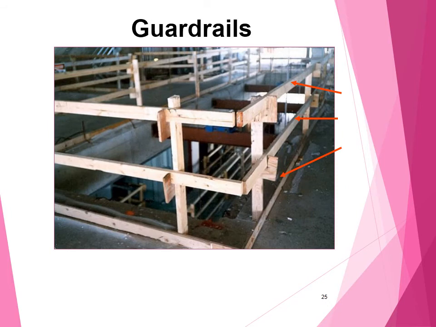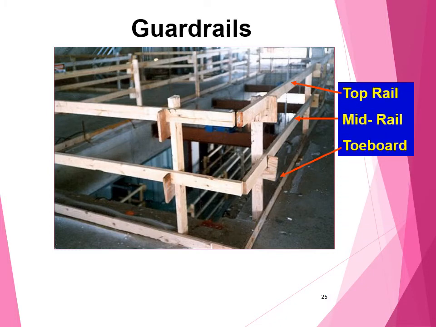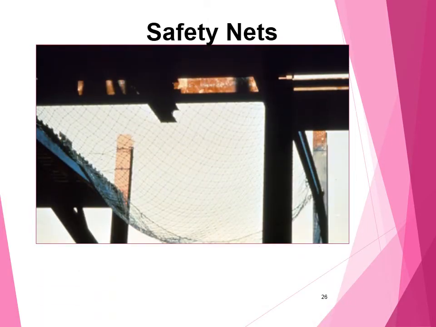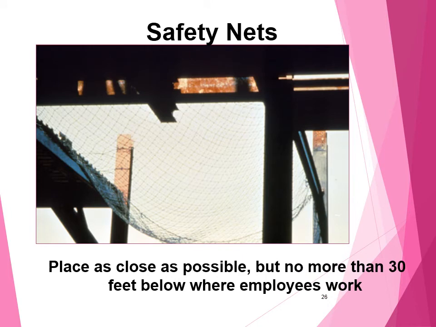Guardrails. The guardrail should be like this. There is a top rail, a middle rail, and a bottom rail. The top rail is between 39 and 40 inches. Toe boards are at least 3.5 inches high. Safety nets: place them as close as possible, but not more than 30 feet below where employees work.